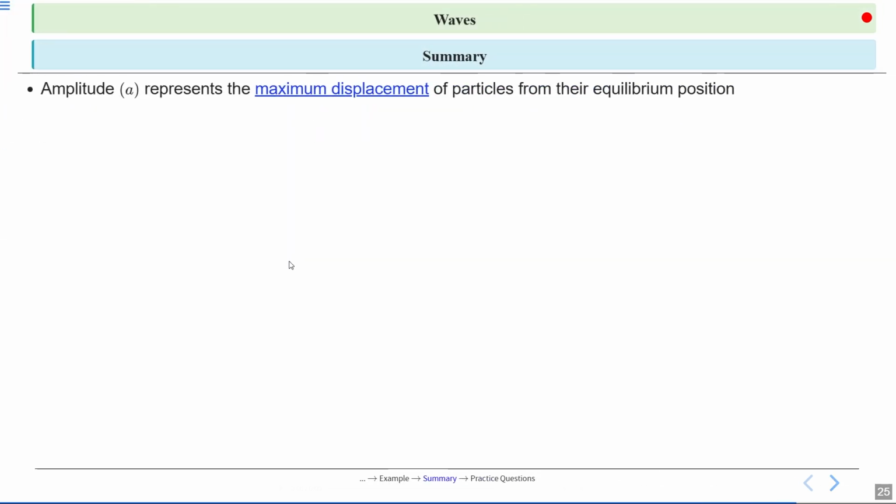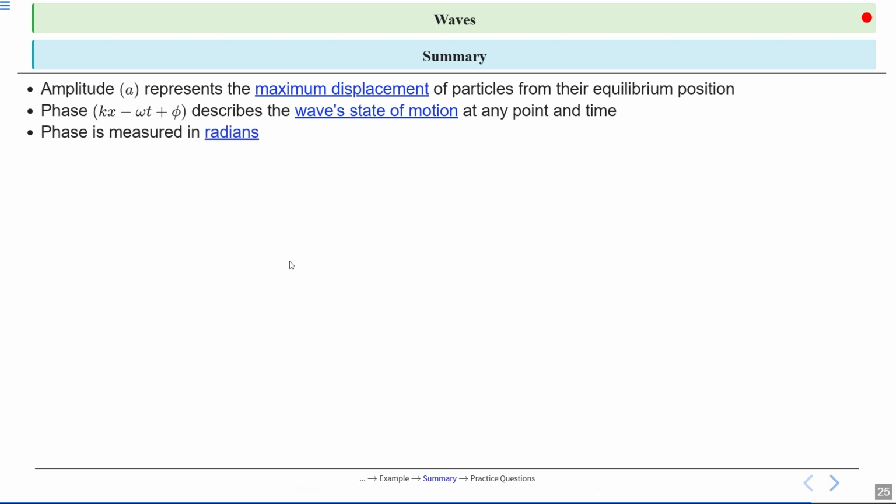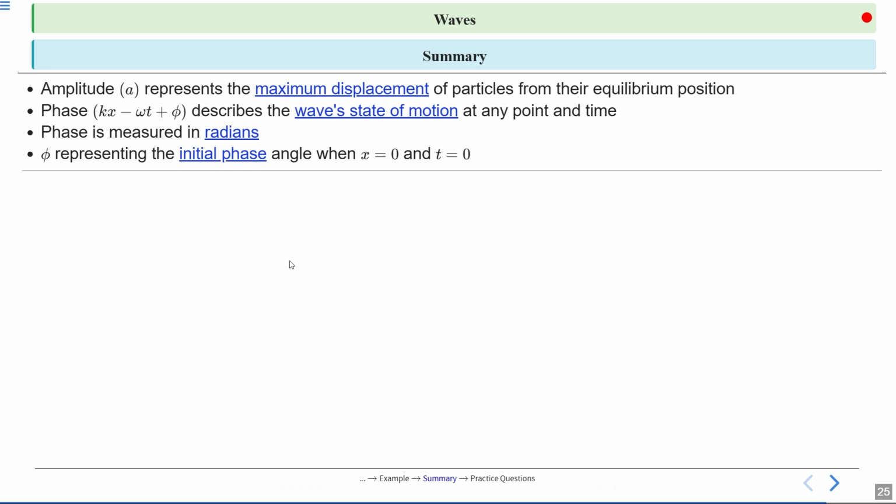Amplitude A represents the maximum displacement of particles from their equilibrium position. Phase kx minus omega t plus phi describes the wave's state of motion at any point and time. Phase is measured in radians. Phi represents the initial phase angle where x is equal to 0 and t equal to 0.